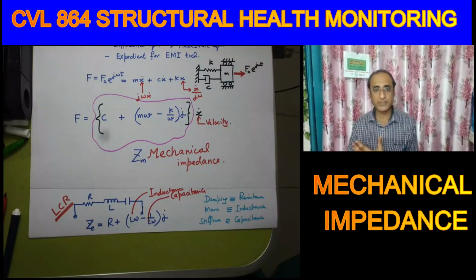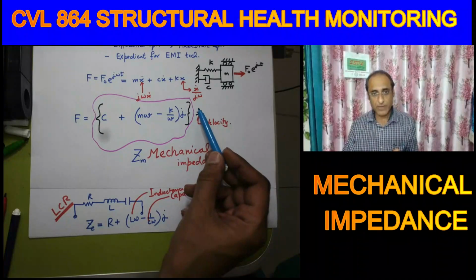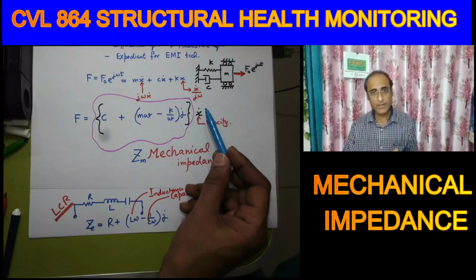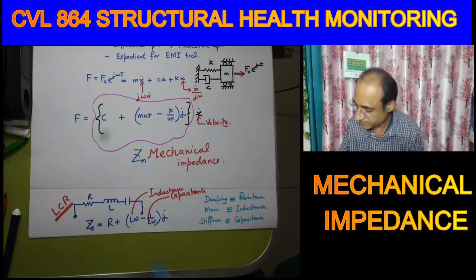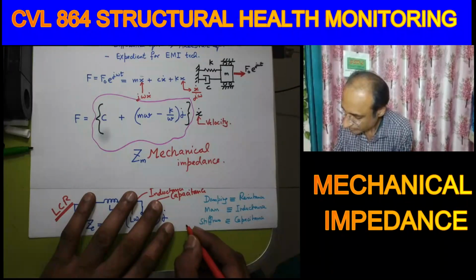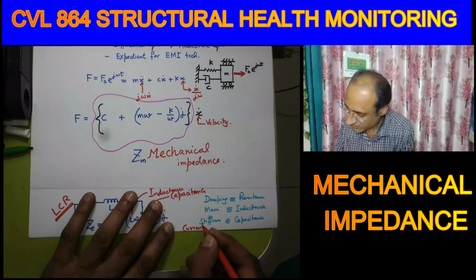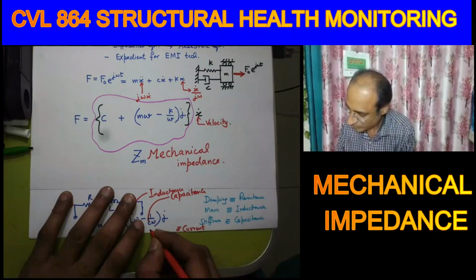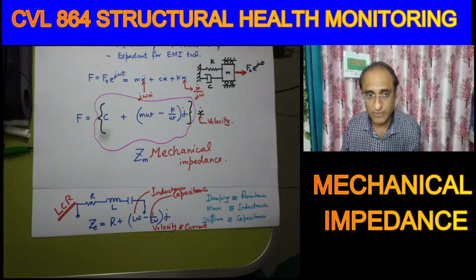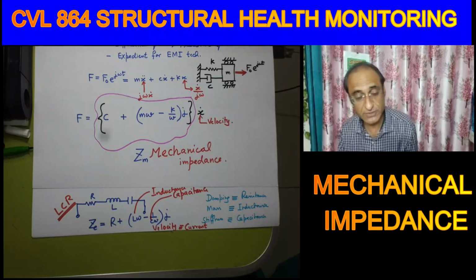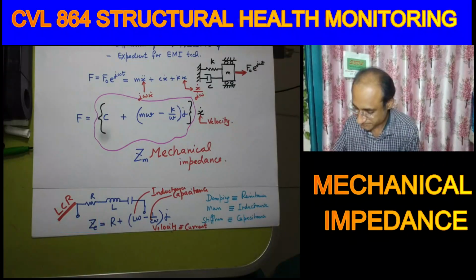Why have we introduced here the term impedance? Because here we have the parameter velocity, and in the case of electrical circuits, velocity is replaced by current. So the equivalent of the velocity is now current. So current is basically equivalent to velocity. And what is the equivalence of force? The equivalence of force is basically the voltage. Voltage is the equivalence of force. Alright.